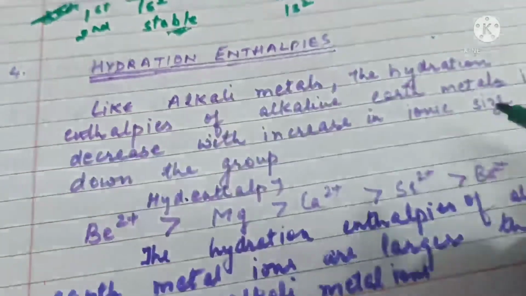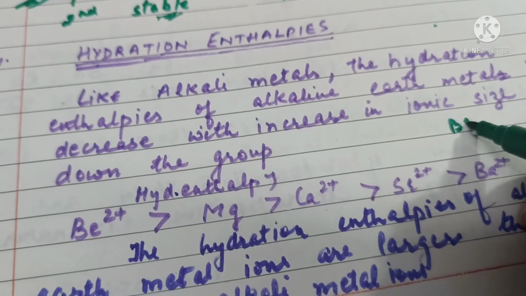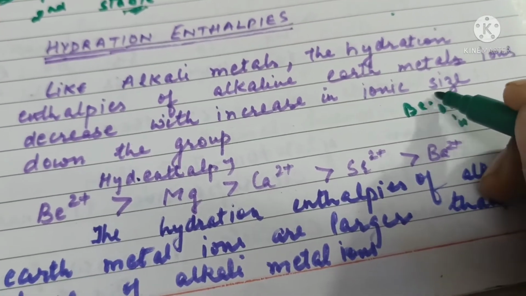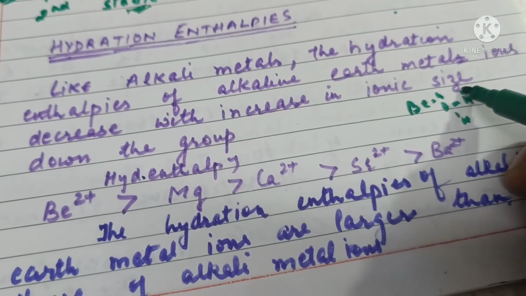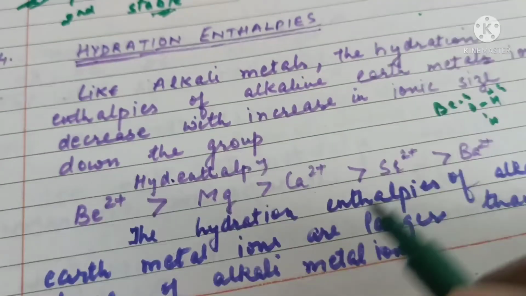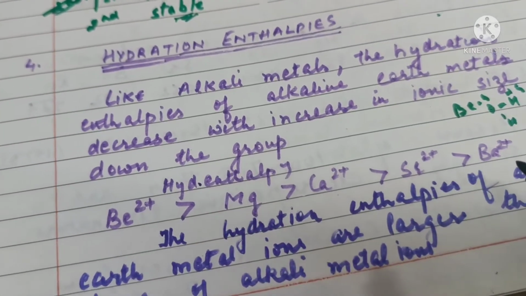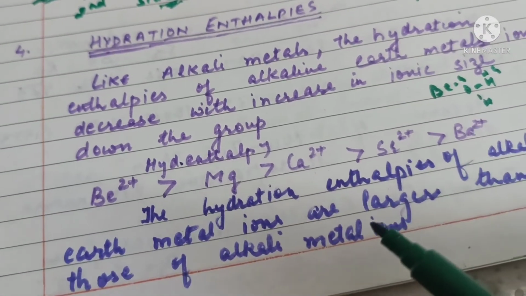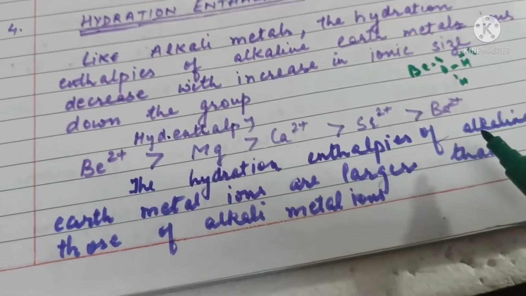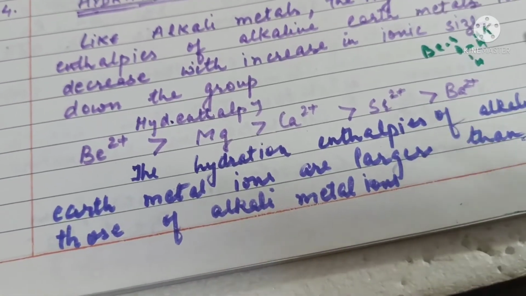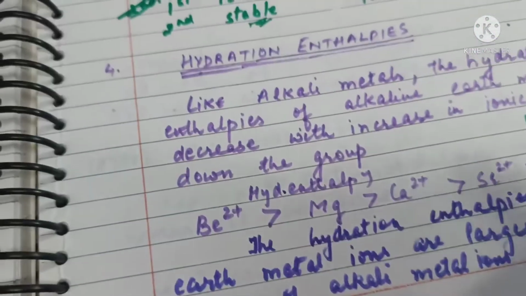तो स्मॉलर जो आयन होता है उसको वाटर मॉलिक्यूल्स ज़्यादा अच्छे से सराउंड कर पाते हैं और एनर्जी रिलीज्ड ज़्यादा होती है, इसलिए हाइड्रेशन एंथैल्पी जैसे जैसे नीचे जाते हैं साइज इंक्रीज करता है तो कम होती जाती है. The hydration enthalpy of alkaline earth metals is larger than those of alkali metals because size is smaller.